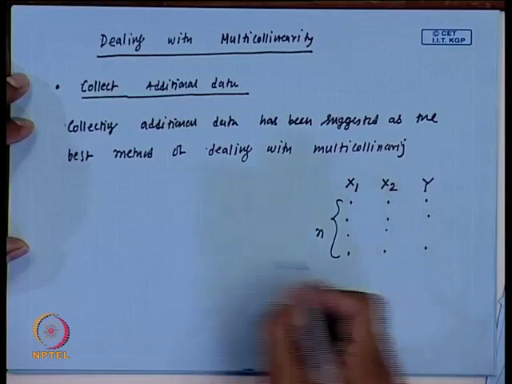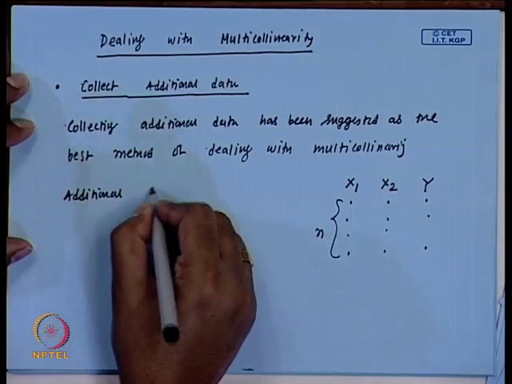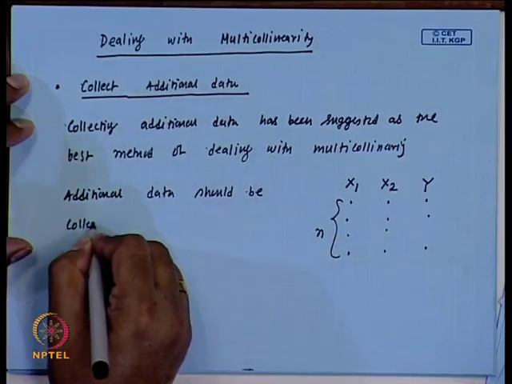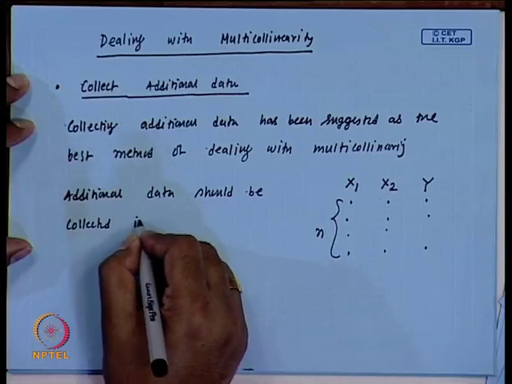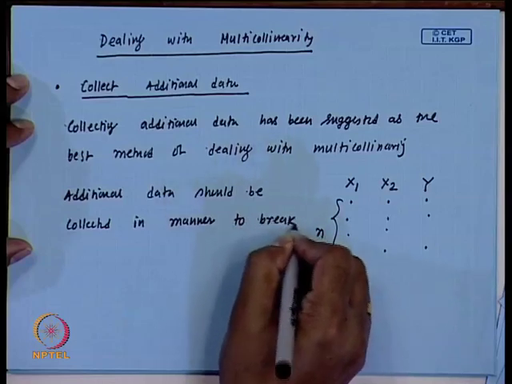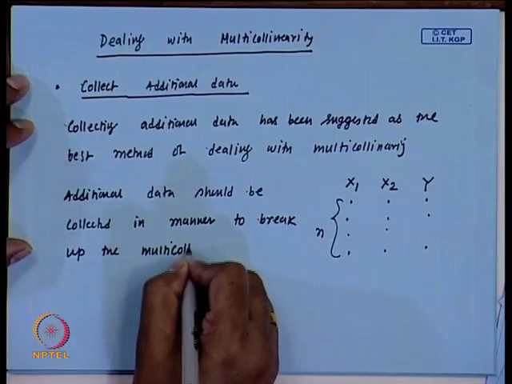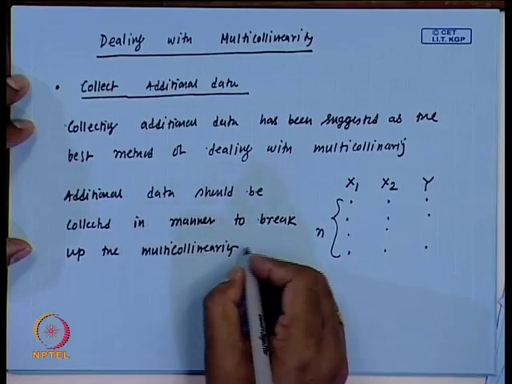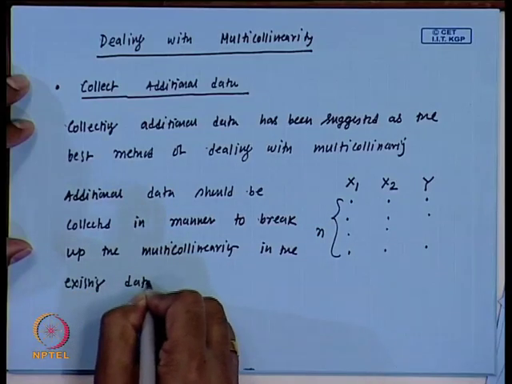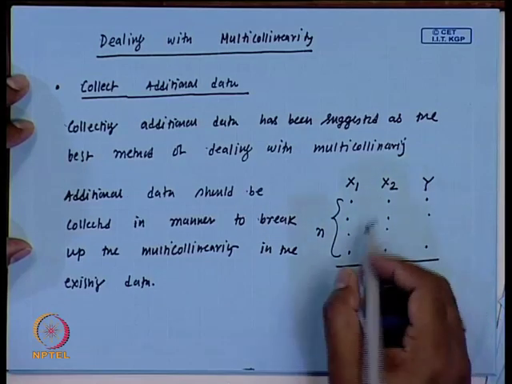Now this additional data should be collected in a manner to break up the multicollinearity in the existing data. Okay, I hope you understood that initially you have n data points and here x1 and x2 are linearly dependent.